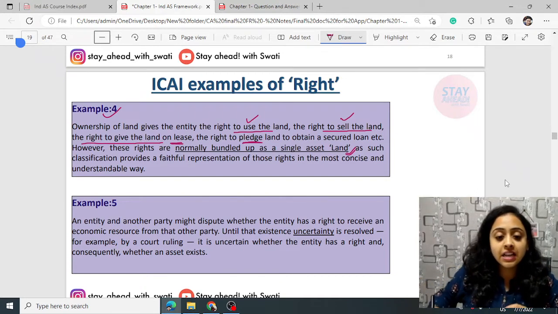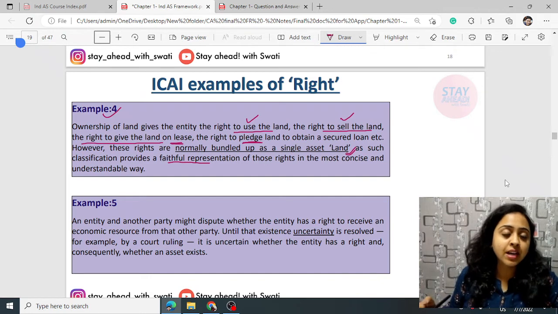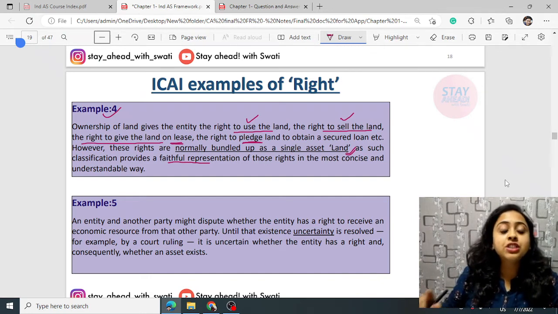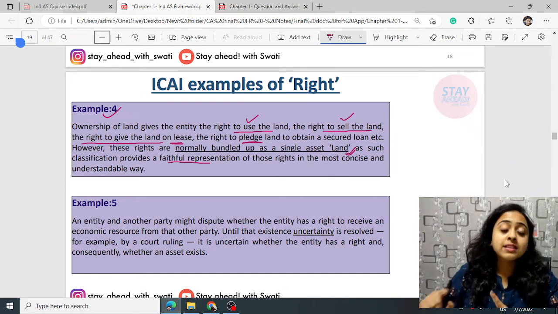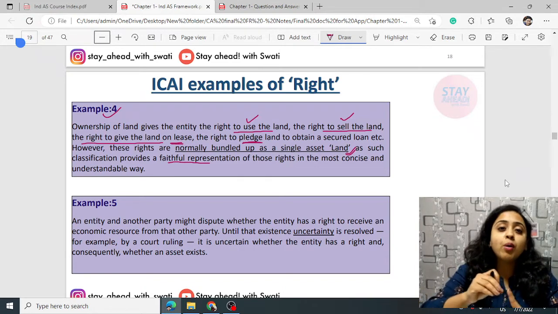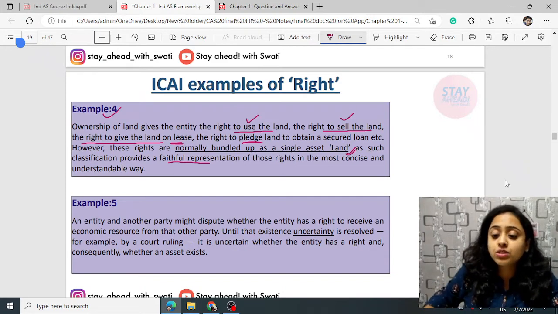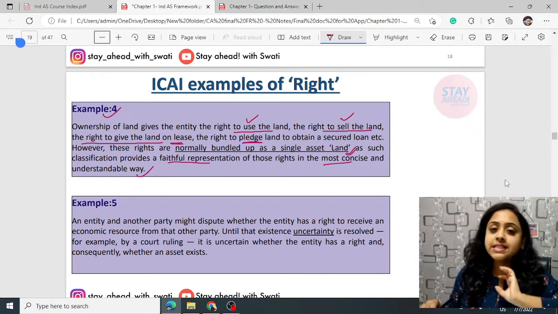As such, classification provides a faithful representation. What does faithful representation mean? We have discussed in the last lecture also. Faithful representation over here means 3 points were given. It should be complete, it should be neutral and free from errors. And that also includes what? That the proper amount should be recorded, proper class should be identified of those rights in the most concise and understandable way. Okay, any doubt? No. Though that note was associated with this example.